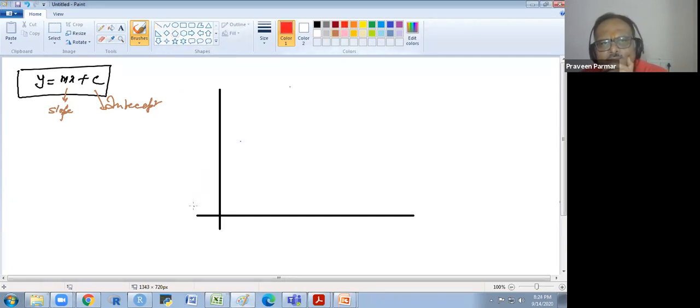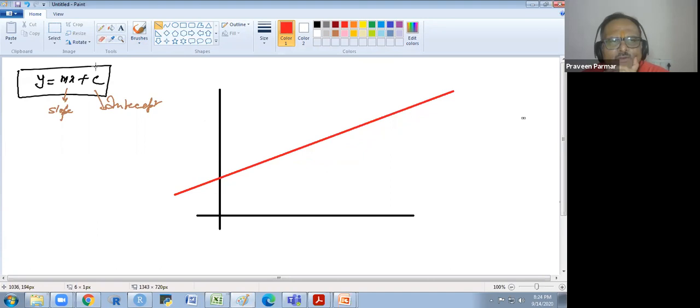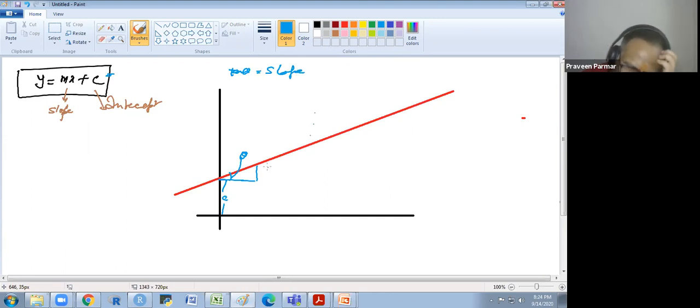If I draw a line here, this would be c, the intercept. And the slope: whatever theta I get, tan theta is the slope. Tan theta is perpendicular over base, so it is the rise over run. This is the rise, this is the run. So that is the slope.